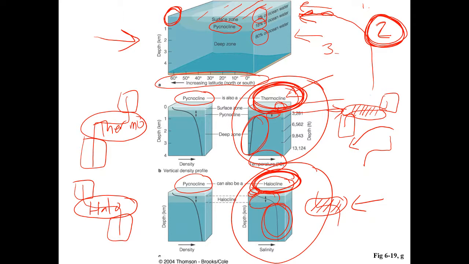That is why, hopefully now you understand that the pycnocline is represented as a sidebar to both the thermocline and the halocline. In other words, if you change temperature, you change density. If you change salinity, you change density.